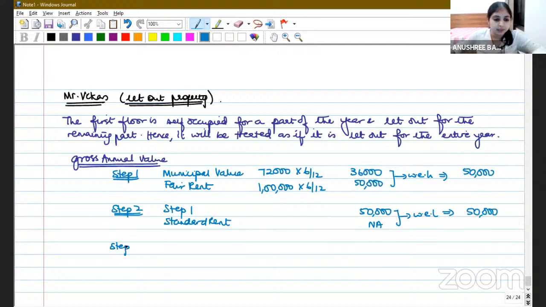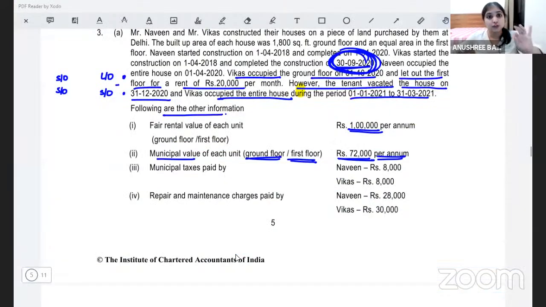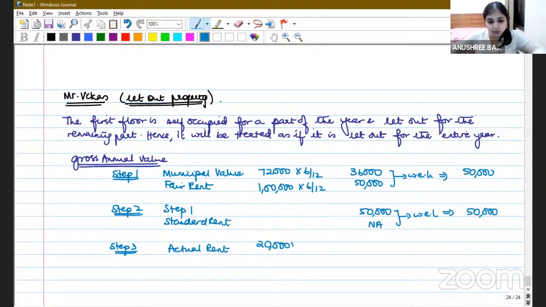Then, what is step 3? Step 3 is actual rent. See, everything else we calculate for the entire period, but actual rent alone we will calculate only for the actually let out period. What is the actually let out period? October, November, December. October only the house is ready. October we gave it on rent. Tenant vacated on 31st December. So only for 3 months it is let out. So actual rent you calculate only for the actually let out period, that is October, November, December, 3 months. 3 months, 20,000 rent per month. So 20,000 into 3, and this is 60,000.